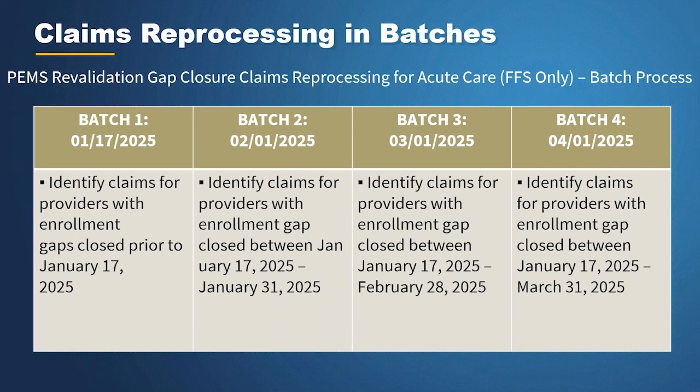After this, on the 1st of each month, TMHP will systematically identify providers who had their enrollment gaps closed for the previous month. Claims for these providers with the dates of service between November 1st, 2023 and December 12th, 2024 will be identified for reprocessing if they were denied for EOB 01215, provider is not enrolled, failed to revalidate.